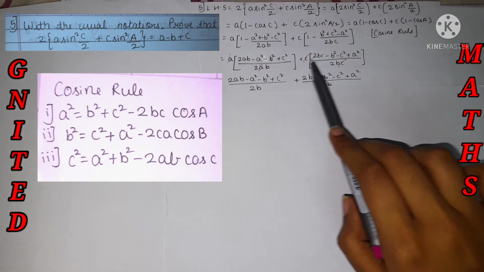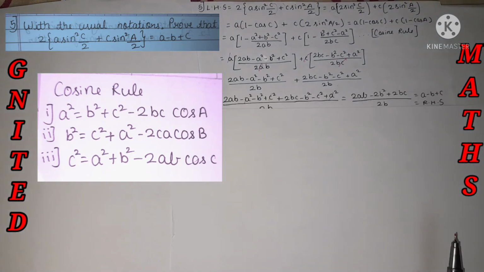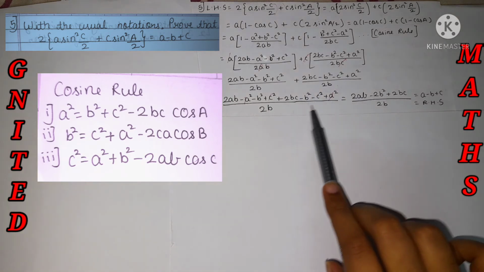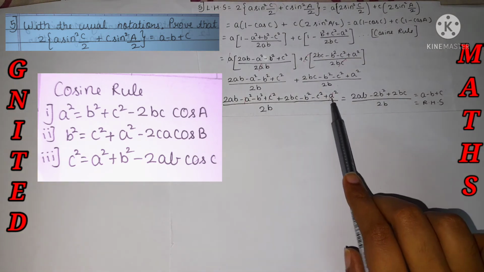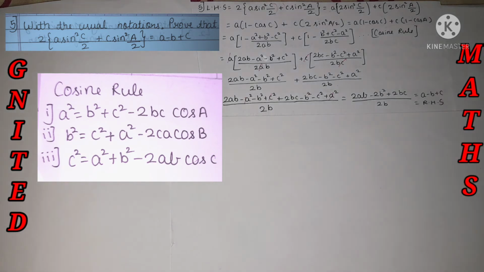And so a cancels over here, c cancels. Yes, over here the denominator is common, so 2b is common, and take the other terms over here. And over here a square minus a square plus a square, just cancel it off. If we are done with the terms, we will be getting the RHS value.